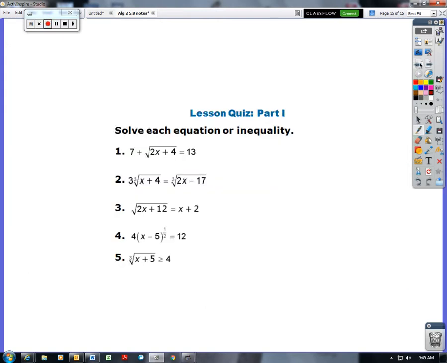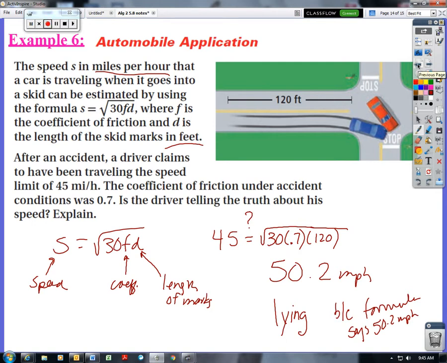And there's our little warm up for next time. So there we go. Last section in this chapter.